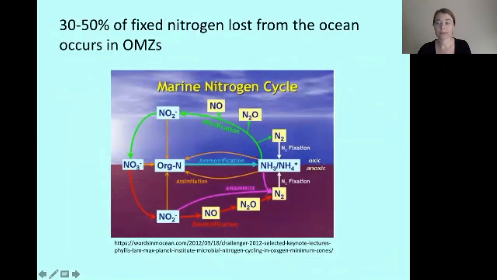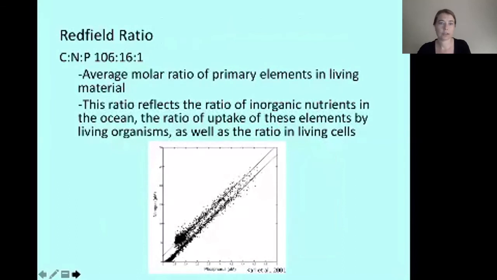So that process is drawing down oxygen because oxygen is required for that remineralization process of organic matter. And this creates low oxygen zones, which, as I mentioned earlier, is where denitrification can occur. It is estimated that about 30 to 50% of fixed nitrogen that is lost from the ocean occurs in these oxygen minimum zones that are created in these upwelling regions.